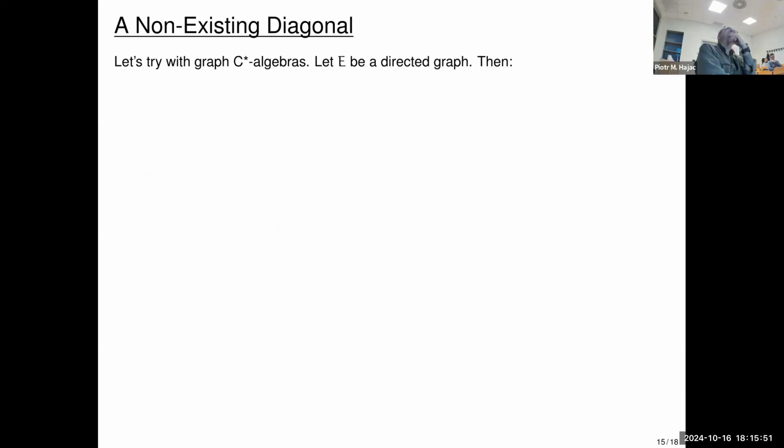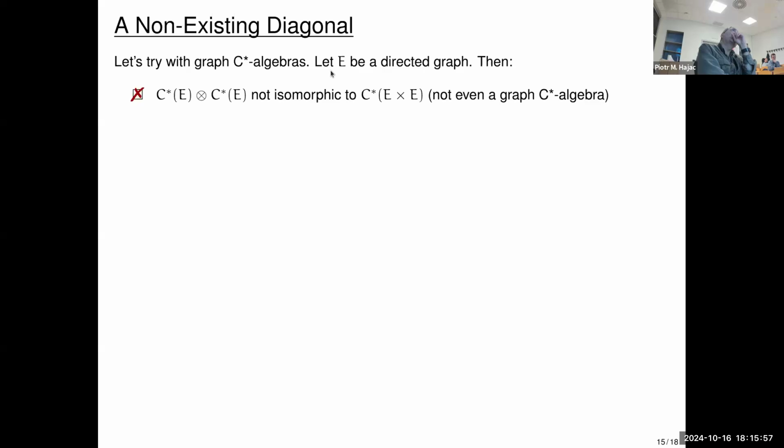So let's try with graph C-star algebras. Instead of a compact Hausdorff space, I take a graph E. And then I wonder, well, first ingredient: C*(E) tensor C*(E) is not isomorphic to C*(E cross E), because the left-hand side in general is not even a graph C-star algebra, it's a higher rank graph C-star algebra. So it is clear that in general these two cannot be the same.